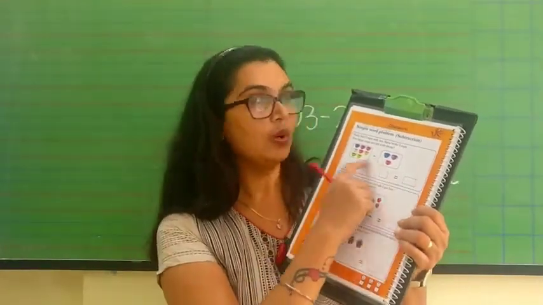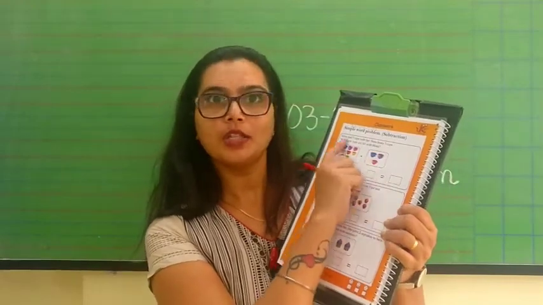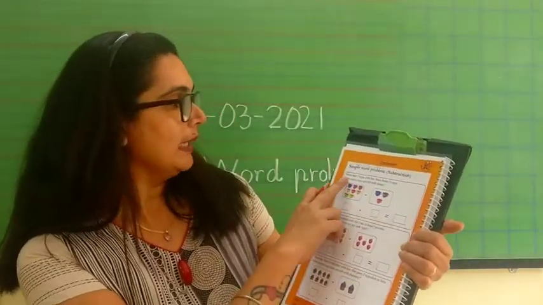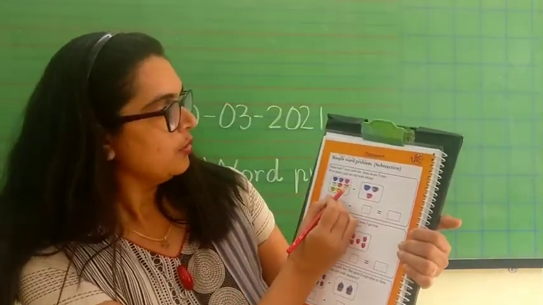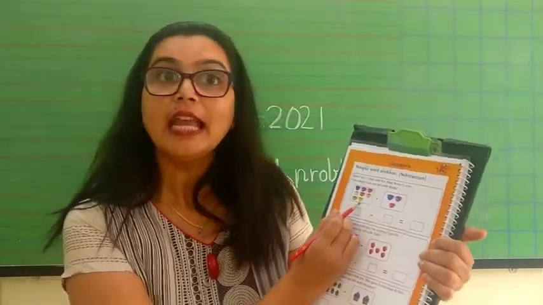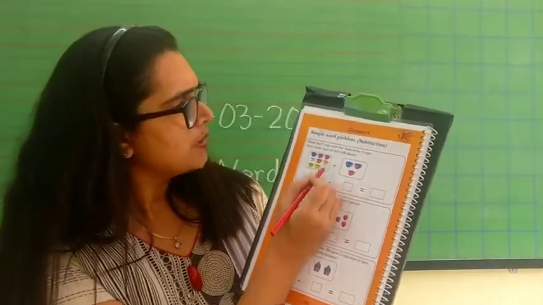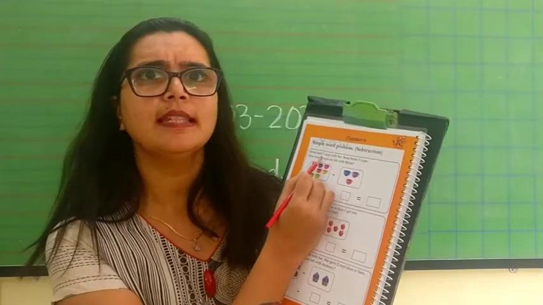And as I told you, we are doing word problems, which means we are going to do a sum in a problem. So I'm going to read the question which is given to us. So children, how many cups does Mona have? Let's count. 1, 2, 3, 4, 5, 6, 7, 8. Yes children, Mona has 8 cups.